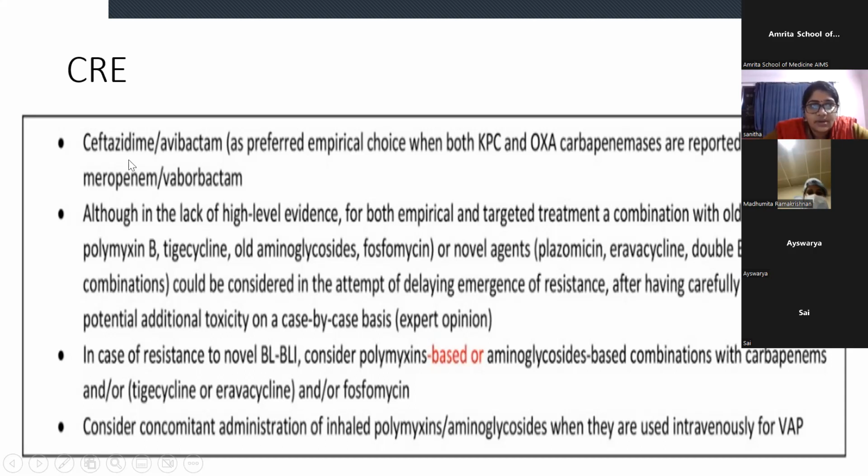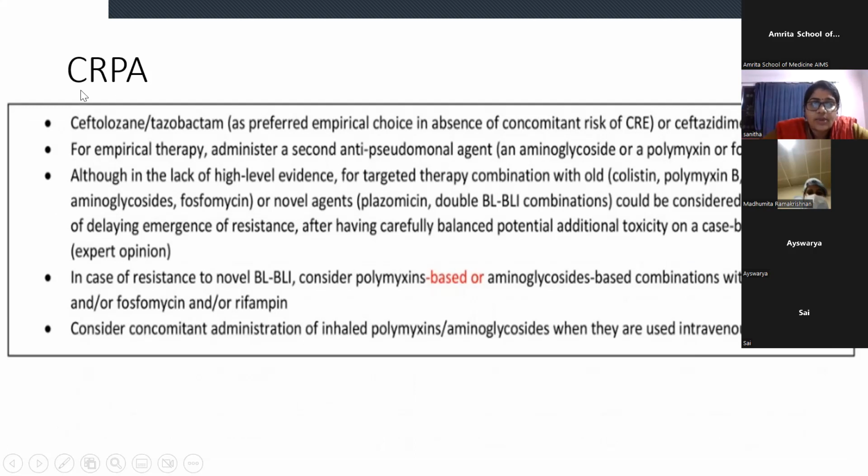So that is same for carbapenem resistant Pseudomonas aeruginosa, that is ceftolozane tazobactam combination or ceftazidime avibactam, and always combine it with an anti-pseudomonal aminoglycoside, polymyxin or fosfomycin, if there is evidence for carbapenemases. Otherwise we can go for combination with colistin, polymyxin B, aminoglycoside, fosfomycin, or novel agents like fosfomycin, beta-lactamase inhibitor combination.